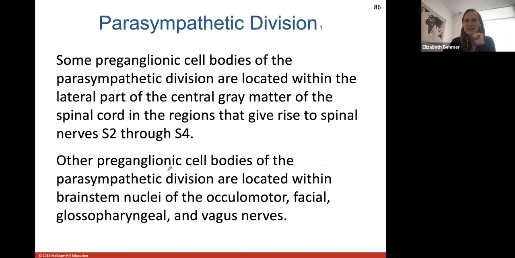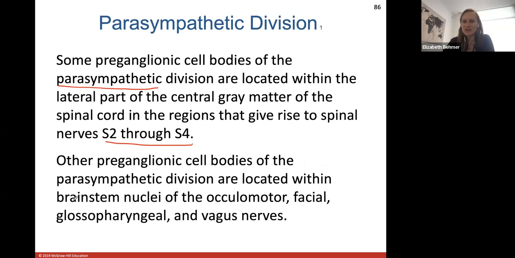Some preganglionic cell bodies of the parasympathetic division are located within the lateral part of the central gray matter, and they give rise to spinal nerves S2 to S4. Other parasympathetic nerves arise from cranial nerves, so we often call the parasympathetic division the craniosacral division.